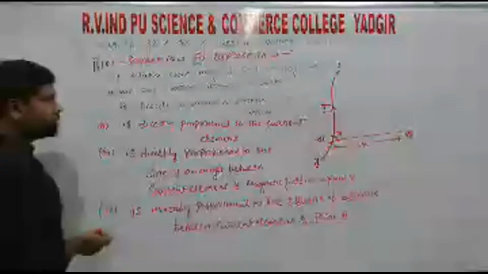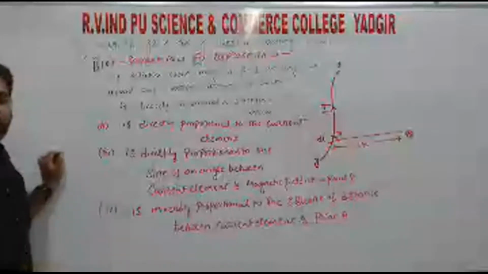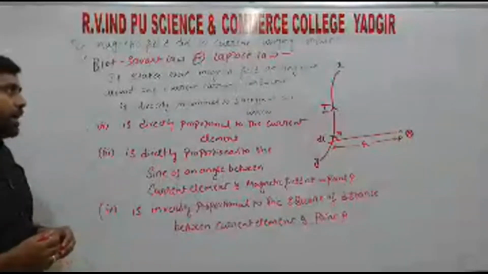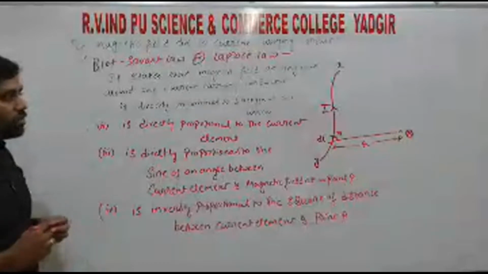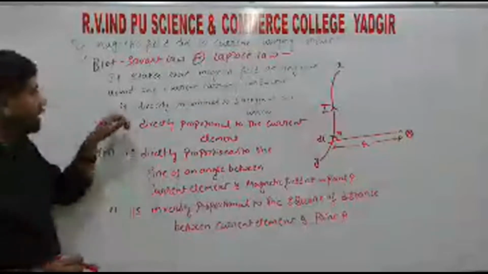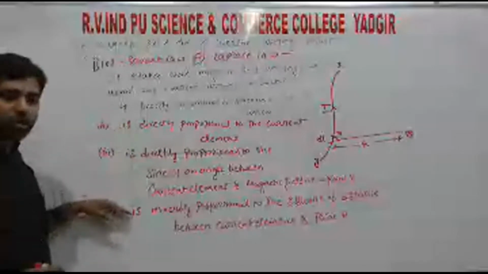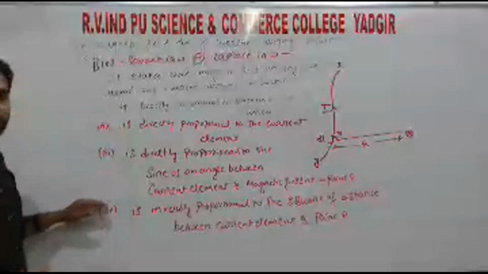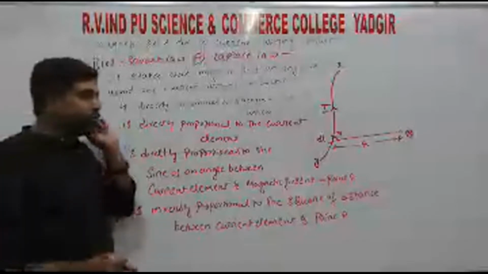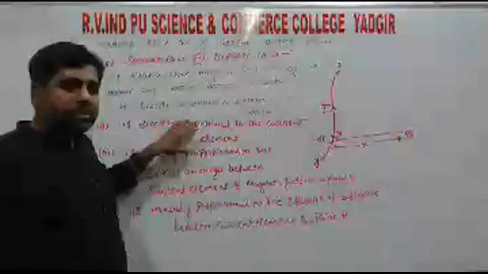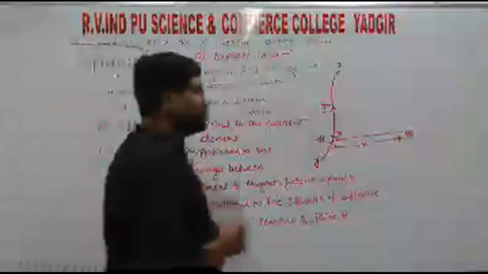So Biot-Savart's law, we need to write 4 points, right? It states that the magnetic field at any point around the current carrying conductor is... You can join them with "and", or it is better to write them as points, right? So the statement is done. Now we need to represent this in the mathematical form, right?